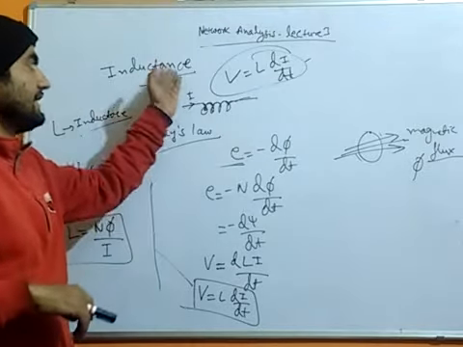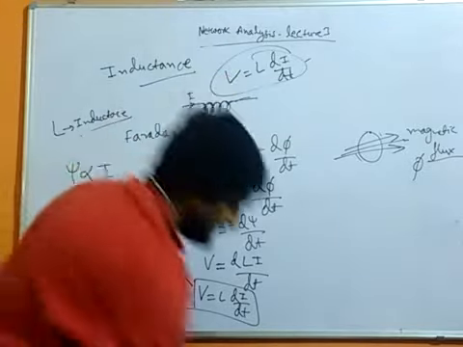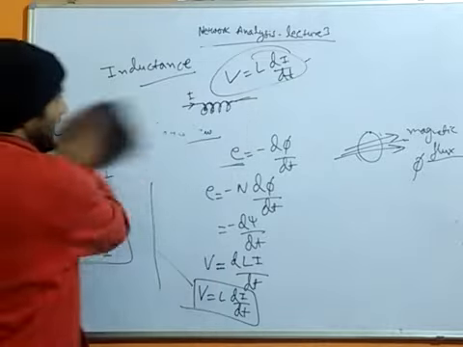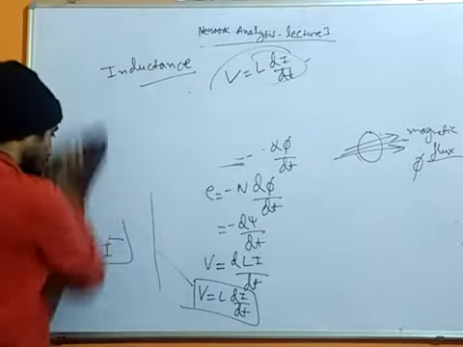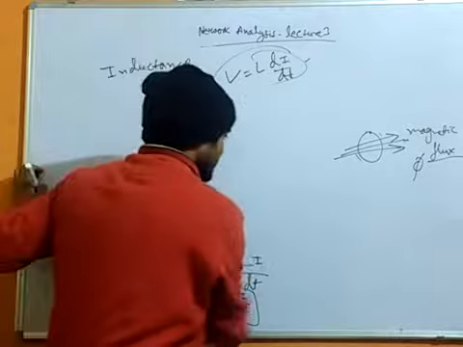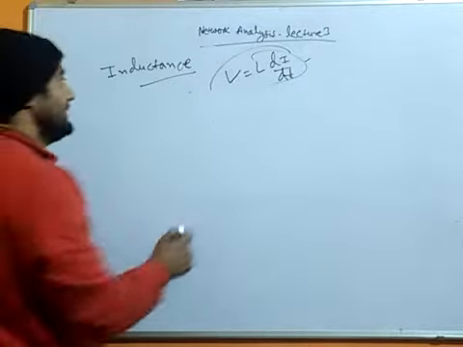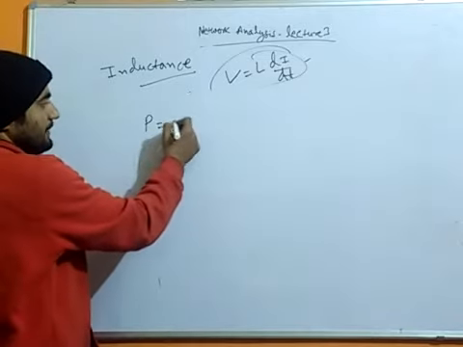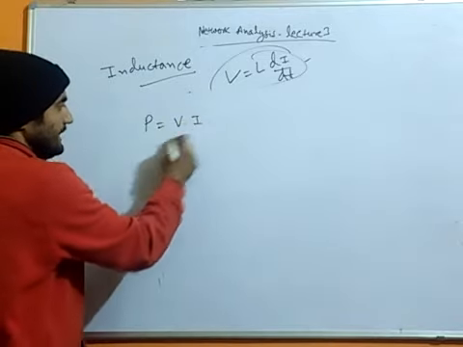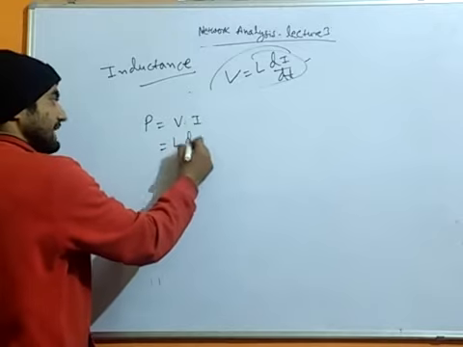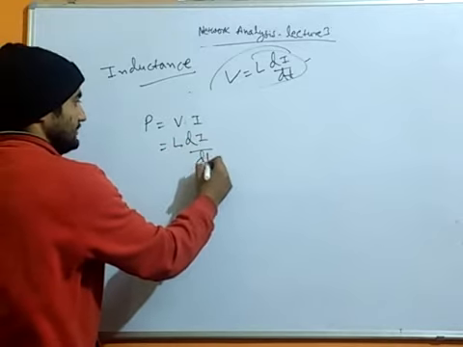Now the next point related to the inductance is its energy, the energy stored in an inductor. So we have V equals L di by dt, and power, the power we know very well, is V into I. We can write from here L di upon dt into I.